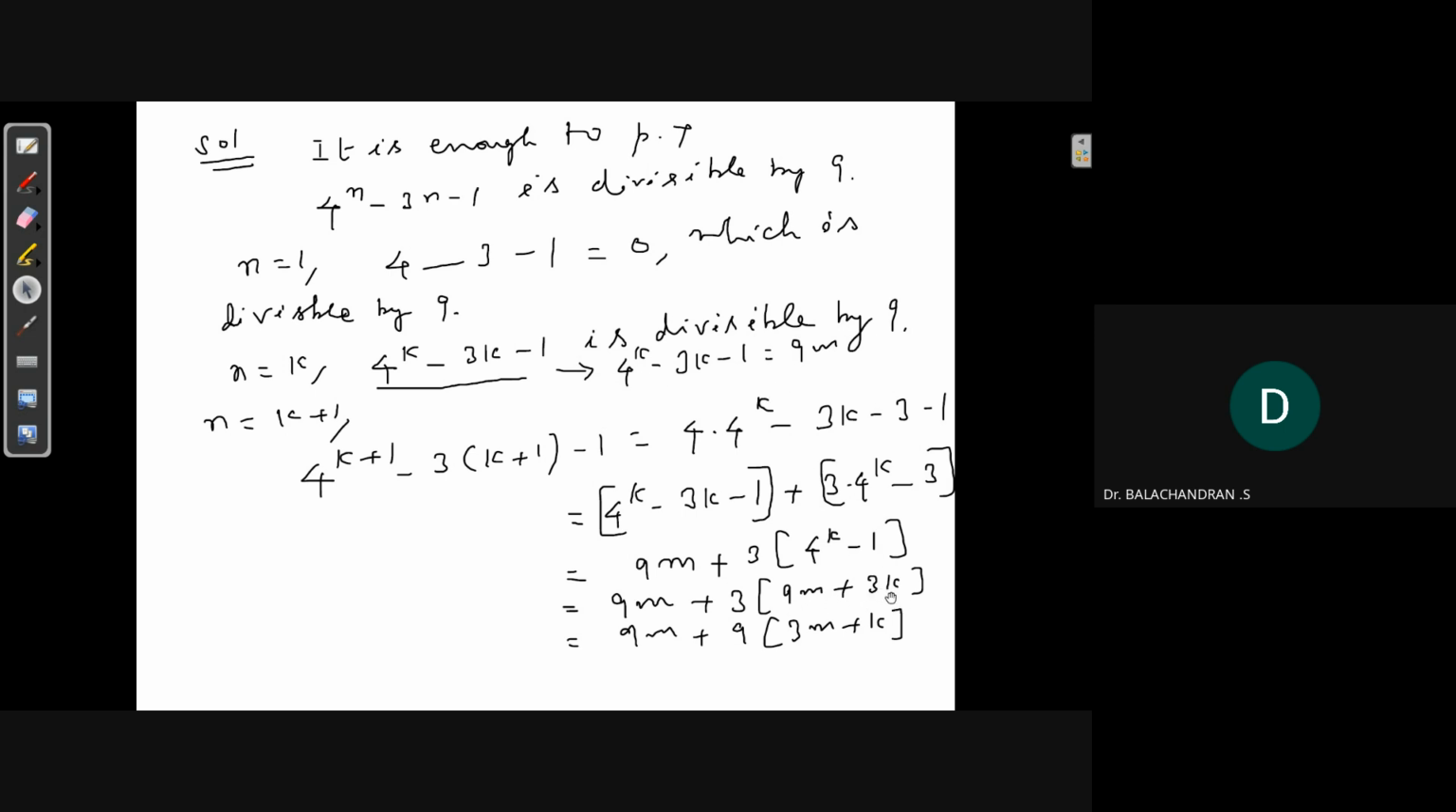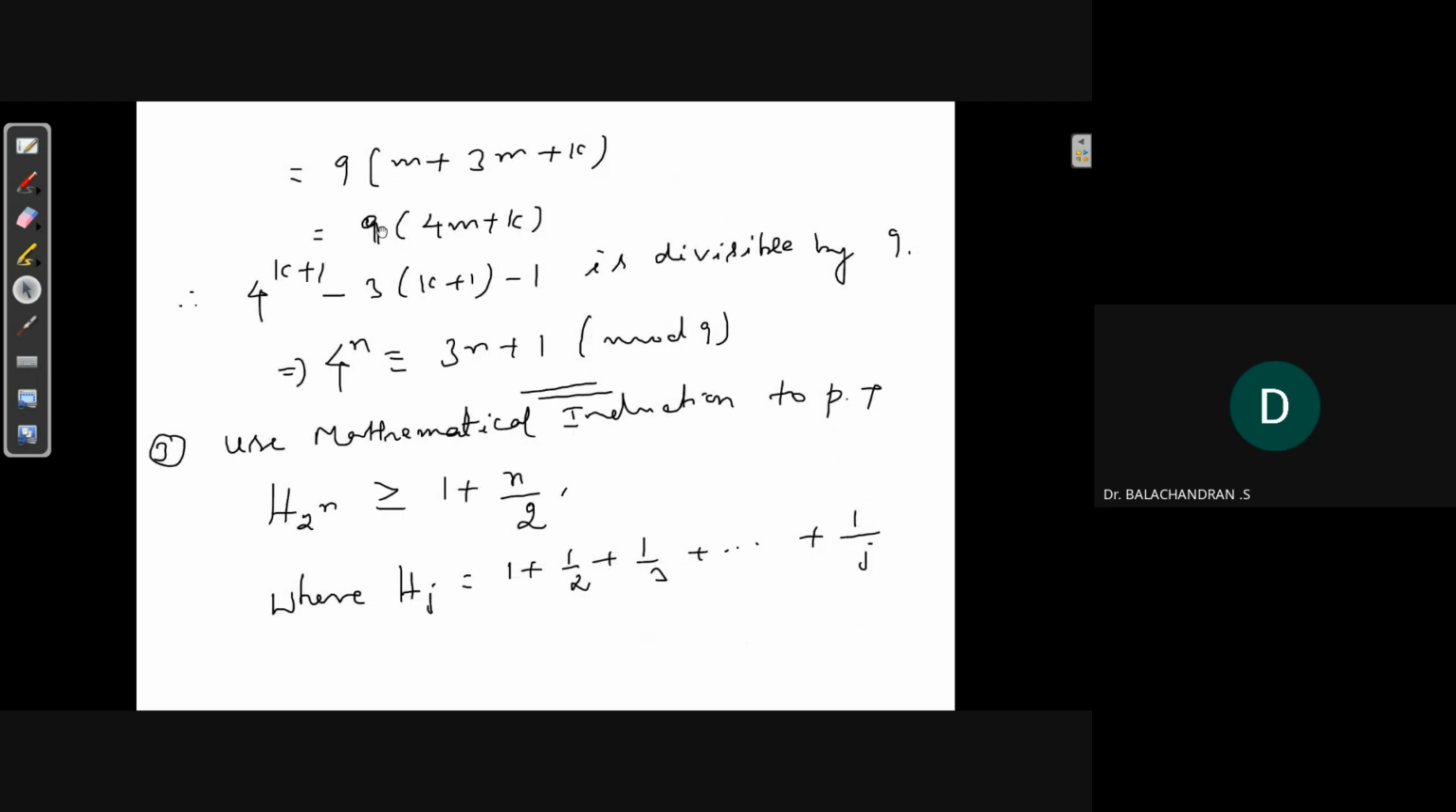I wrote that here. And then 9m plus, I take 3 common again. So 9m plus 3 into 3m plus k, which is 9 into 3m plus k. So the left hand side is equal to this expression. From this, you can take 9 common, and you will get 9 into 4m plus k. So 9 into 4m plus k is the left hand side, and hence this expression is divisible by 9. Directly you can write.